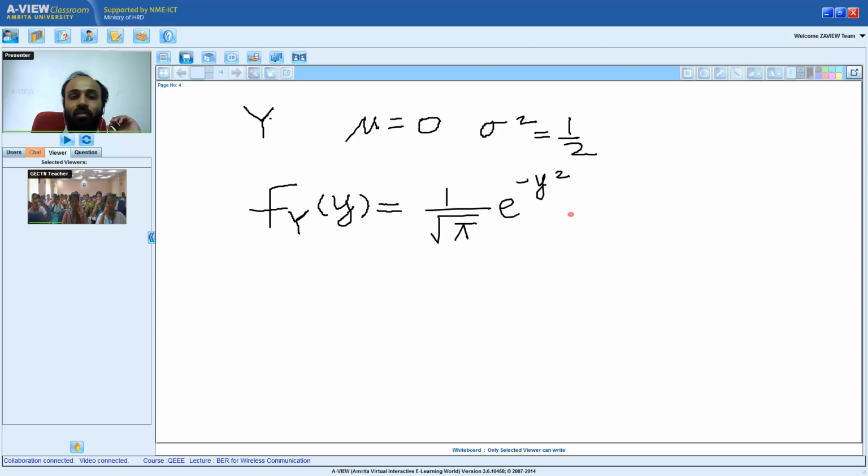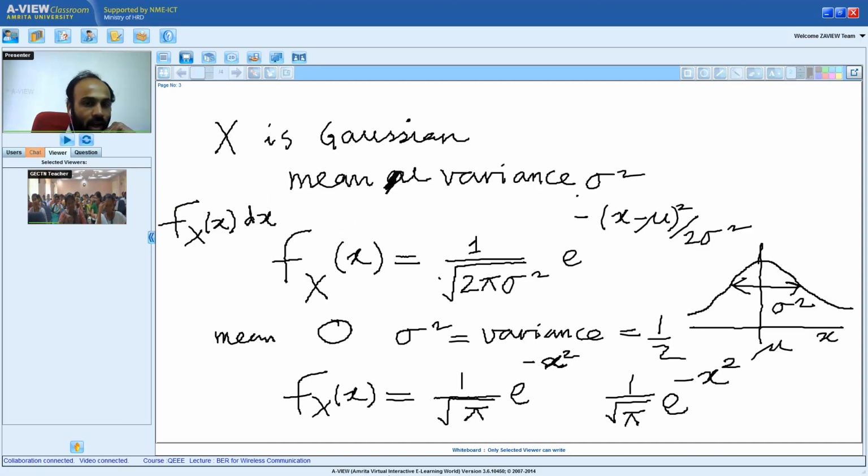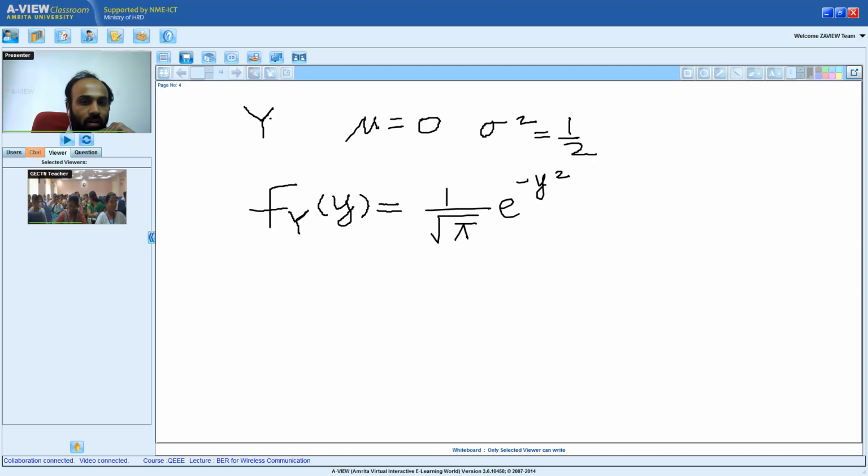So same as we derived for x, it is the same thing, right? Because mean is 0, sigma square equals half. The distribution of y is 1 over square root of pi e power minus y square. Thank you very much for the answer. So I got the answer, that is f of x is distributed as 1 over square root of pi e power minus x square. Y is distributed as 1 over square root of pi e power minus y square.